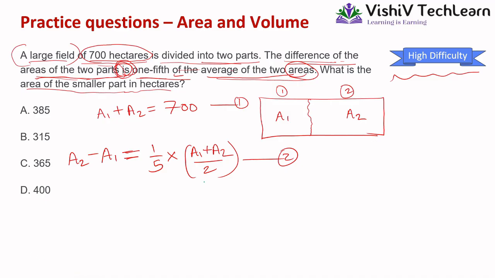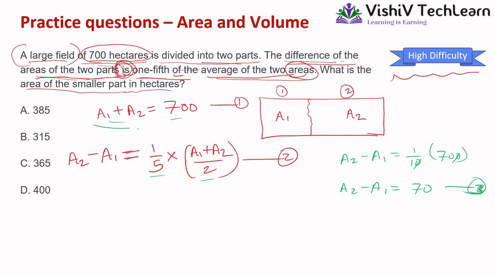Now let's start solving it. We'll consider a green ink. Now first we can do this multiplication, 5 and 2. So A2 minus A1 is equals to 5 into 2 is 10, so 1 upon 10, and here we have A1 plus A2. A1 plus A2 we already know that it is 700, so let's consider this as 700. Correct? So A2 minus A1 is 1 upon 10 times 700, and this 0 we can cancel, so it is 70. So we got second equation, or maybe third equation, we will say. Third equation, a simple equation.